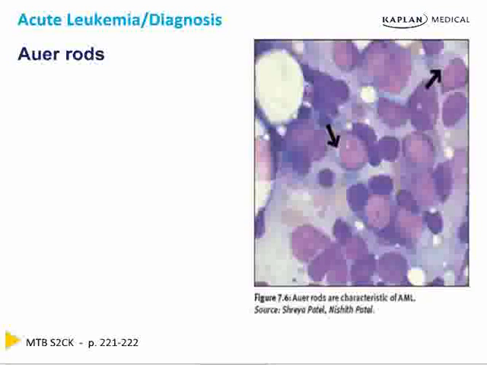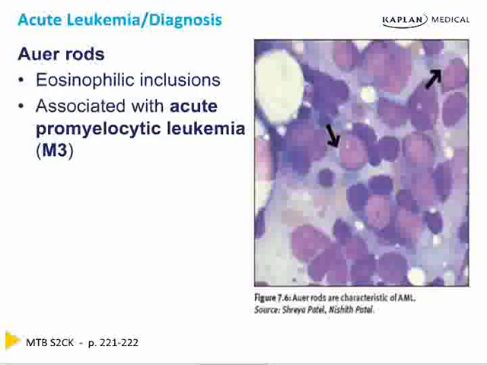The Auer rod is an eosinophilic inclusion body characteristic exclusively of acute myelocytic leukemia. It is most often in the APL. Now, this Auer rod, although it may not be as useful as flow cytometry, is a very common question on Step 2.